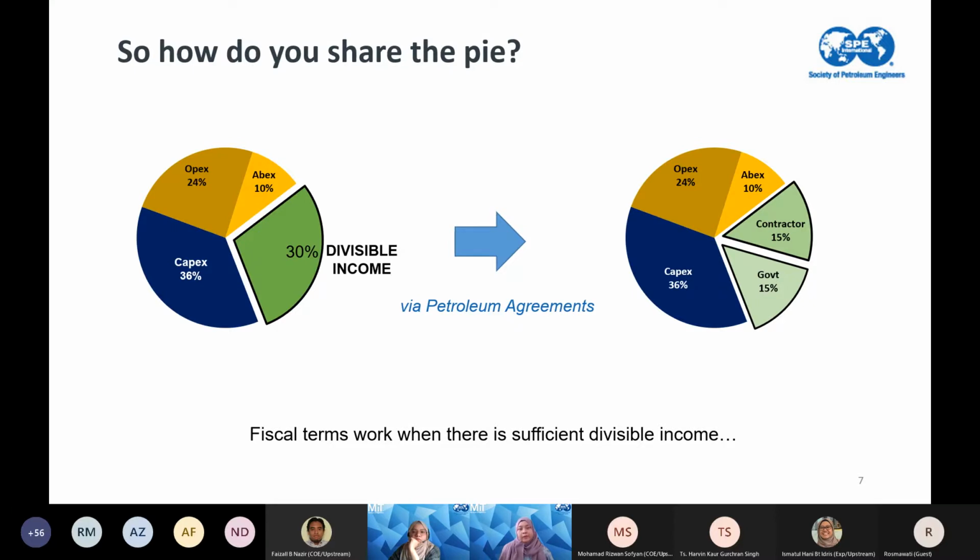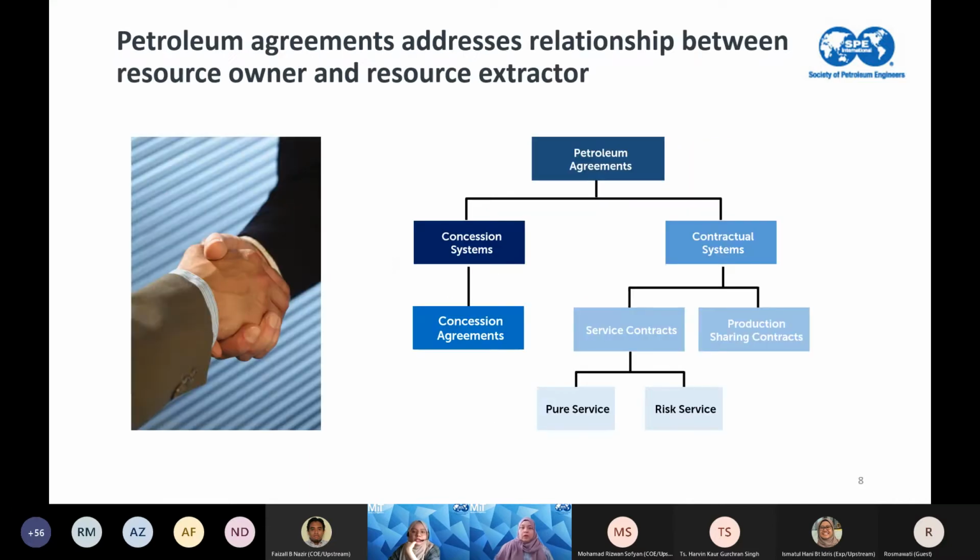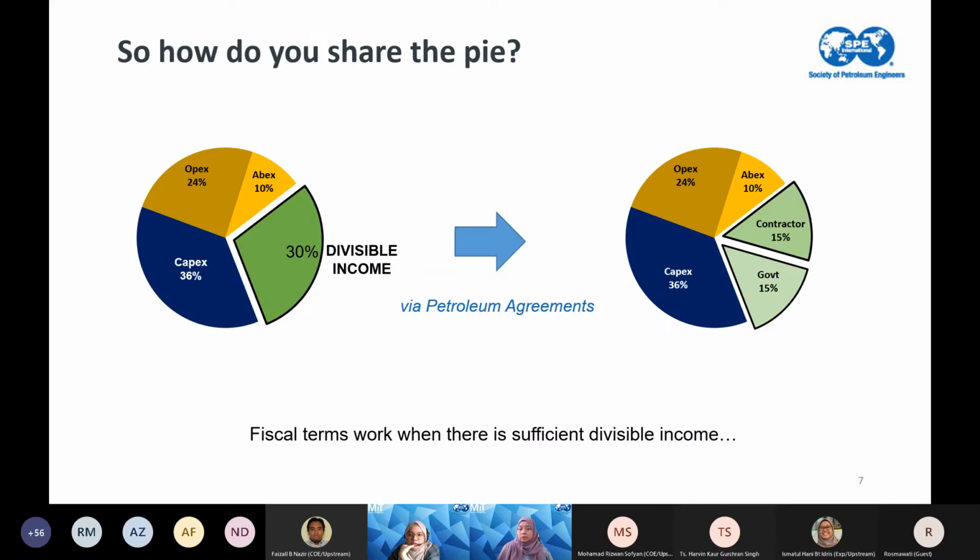Then, okay, any questions up to now? No. Okay. Yeah, we do have one. From Kausalya asking, is capital allowance same as capex?